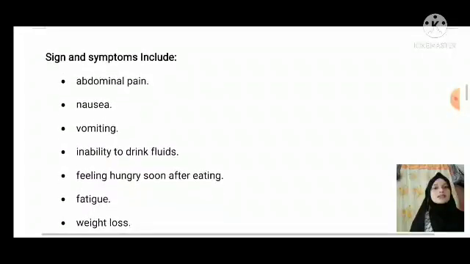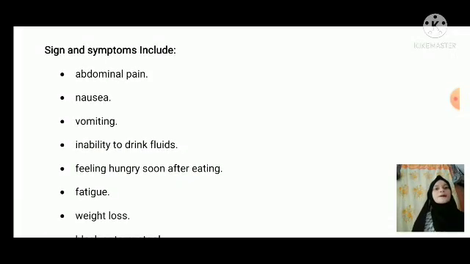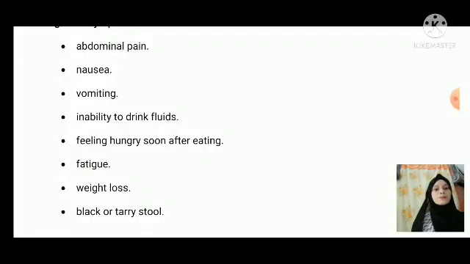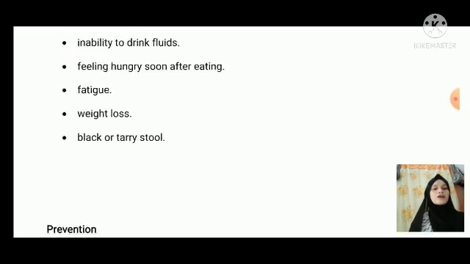So signs and symptoms include abdominal pain, nausea, vomiting, inability to drink fluids, feeling hungry soon after eating, fatigue, weight loss, and black or tarry stool.